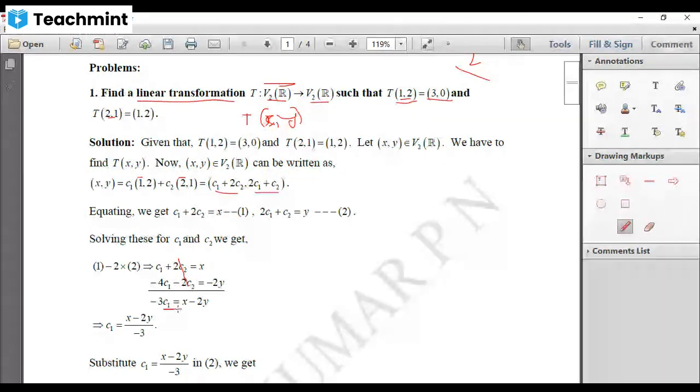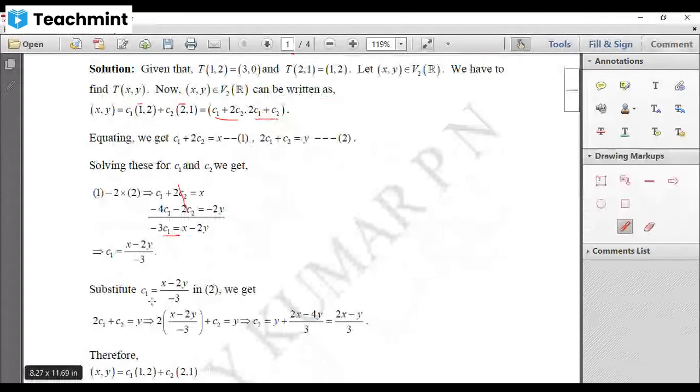Actually, we are finding C1, so I don't want this minus 3. Send this to the other side; that becomes divided by minus 3. So our C1 is got. Now, remaining is C2. So substitute this C1 in any of these two equations. Then we are going to get C2. Let me substitute in equation 2. What is your C2 from this? It is y minus 2C1, and we know C1.